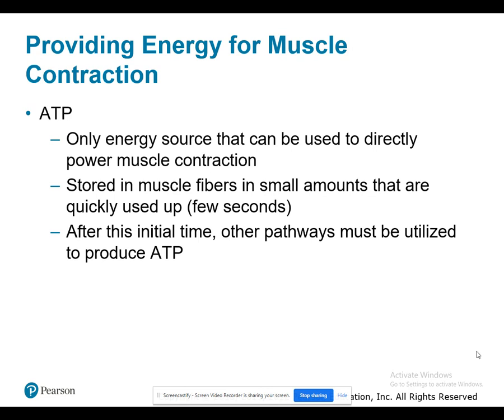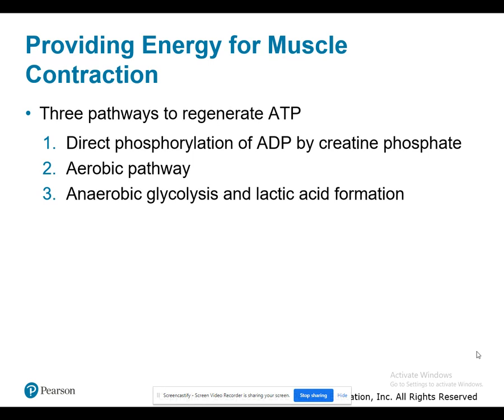We have to continuously make more ATP as we continuously use it to give our body energy and our muscles to move. So there are three pathways to regenerate ATP for your body. We're going to talk about each one of these separately. The first pathway is direct phosphorylation of ADP by creatine phosphate.